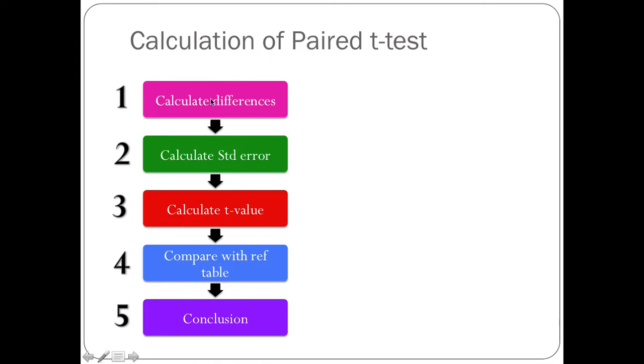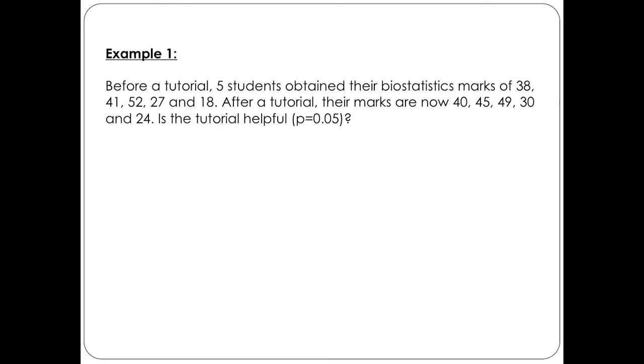So these are the 5 steps. First, calculate differences. Second, calculate the standard error. Third, calculate the t-value. Fourth, compare with your reference table 7. And finally, do your conclusion, which means whether there is a significant difference or no significant difference. So let us look at sample 1.